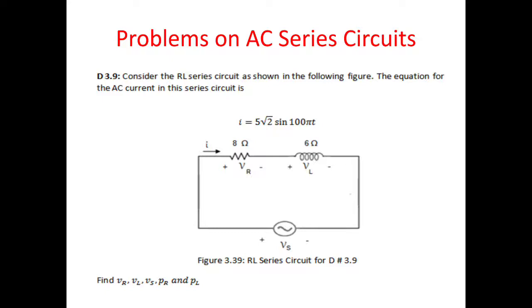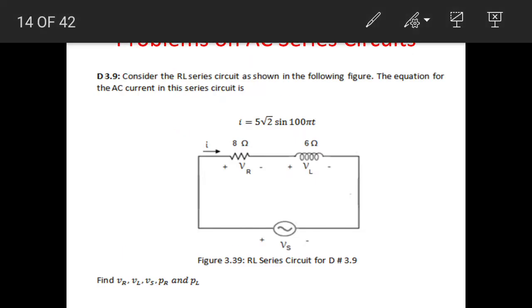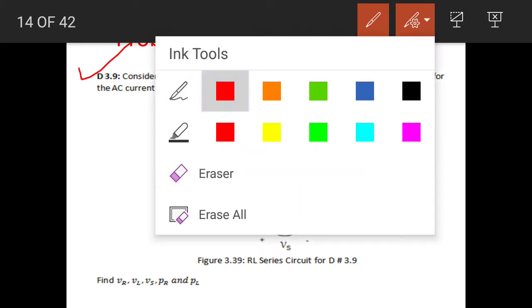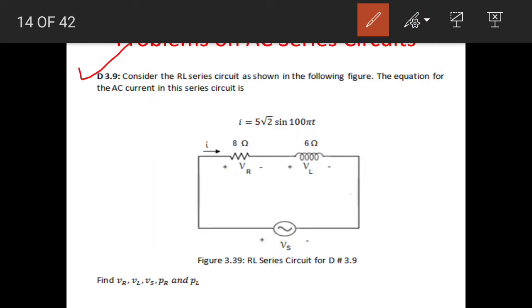We are going to do problems on AC series circuits. We do question number 3.9, and question number 3.9 says, consider the RL series circuit as shown in the following figure. The equation for the AC current is known. Here is the equation for the AC current.